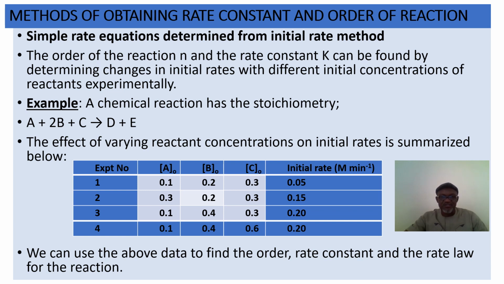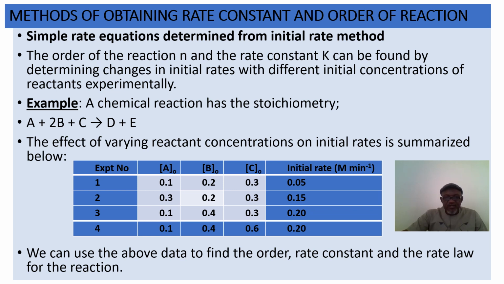Then we have the initial concentrations. You can see the concentrations now have a subscript 0. That is to tell you that it is the initial concentration at time equal to 0 when the reaction has not started. So for A, we have 0.1, 0.3, 0.1, 0.1. For B, we have 0.2, 0.2, 0.4, 0.4. For C, we have 0.3, 0.3, 0.3, and then 0.6. So we can use this data to find the order, rate constant, and of course, the rate law for the reaction.